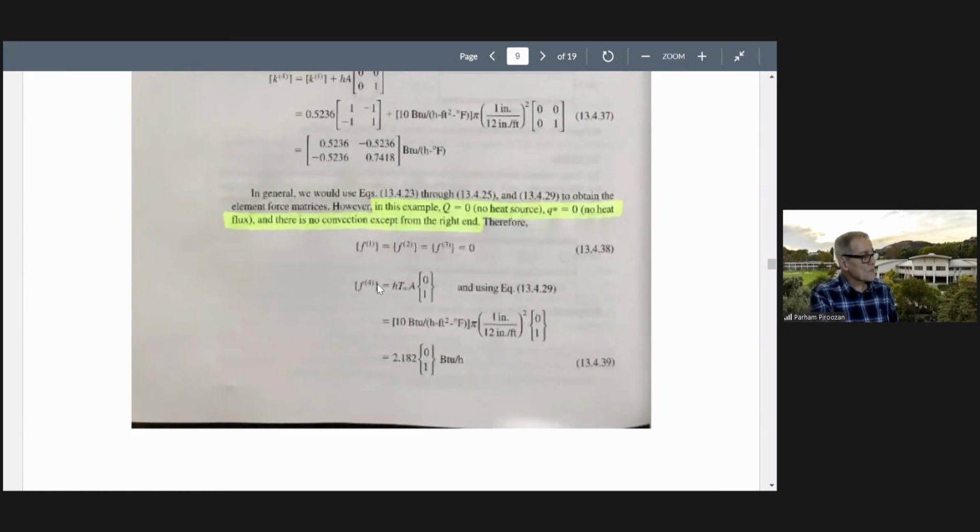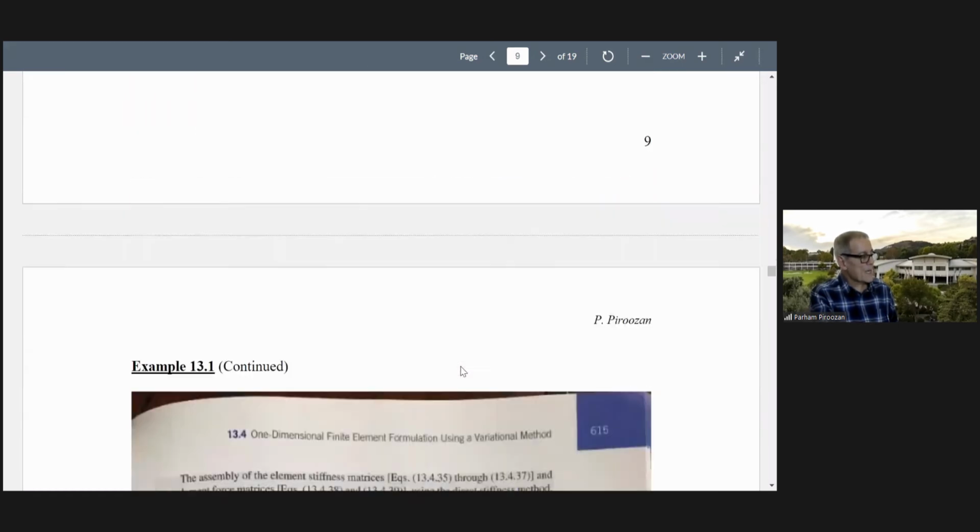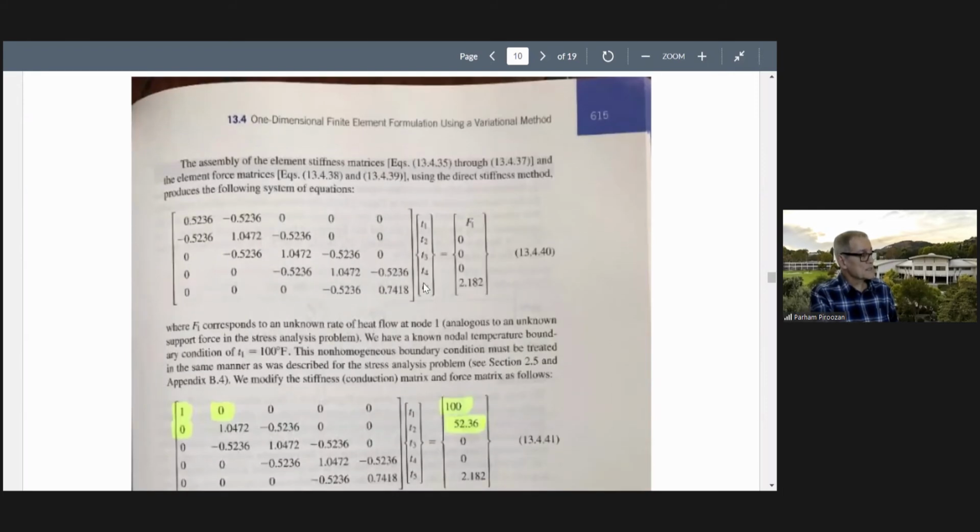This is for element 4. This is this term. Plug the values. It is here. Apply the boundary conditions. This is the system of equations: 5 equations, 5 unknowns.